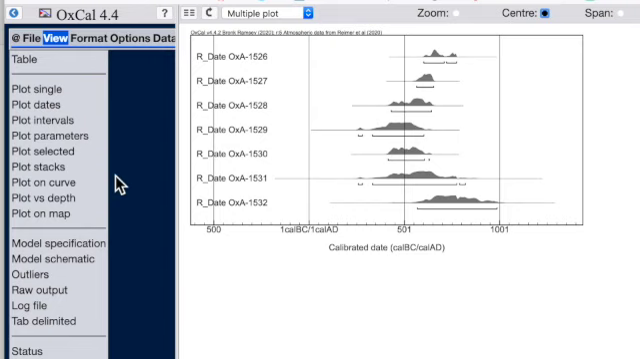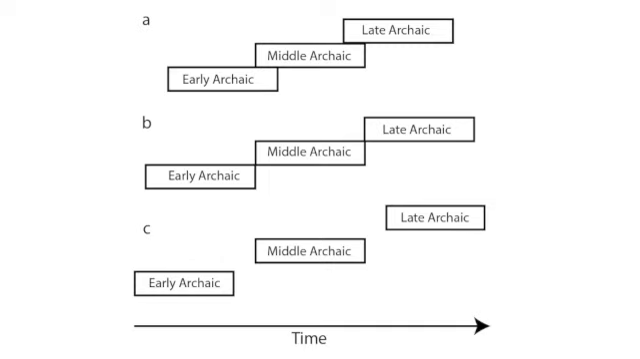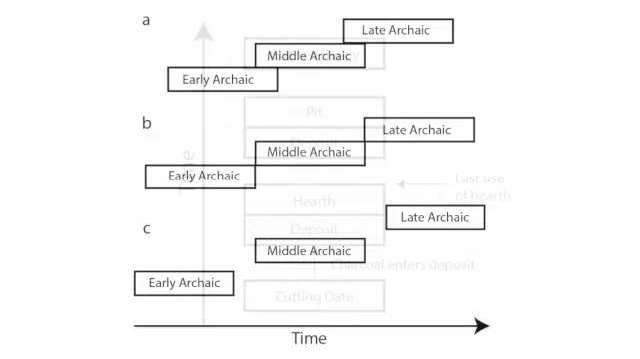You should instead take advantage of the modeling tools within the software and use models that explicitly take the contextual information into account. So, what do I mean by models? Here are three simple examples for purposes of illustration. Each has three periods of time, early, middle, and late archaic, each bounded by two events, the beginning and the end of the period. In model A, at the top, the periods overlap. In model B, they abut. And in model C, there are gaps between the periods.